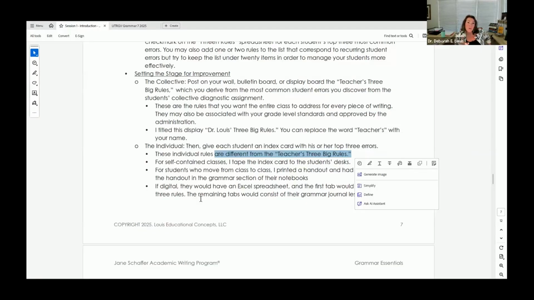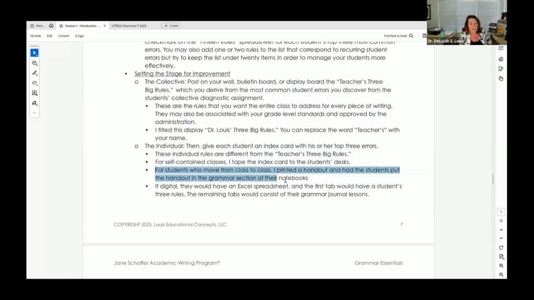And the 3 big rules that they have on their own, they have to write what their 3 rules are on every writing assignment that they turn in. They have to write it. You don't have to go back and look at what it is. They have to write it. And if they don't write it, you take off 10 points. They'll start writing it. These are my 3 big rules. And when they write those 3 big rules, they'll start looking to make sure that they highlight and make sure that those errors aren't in their writing.